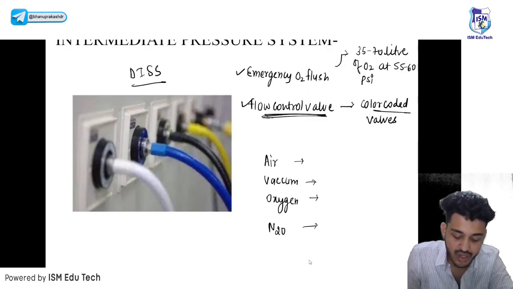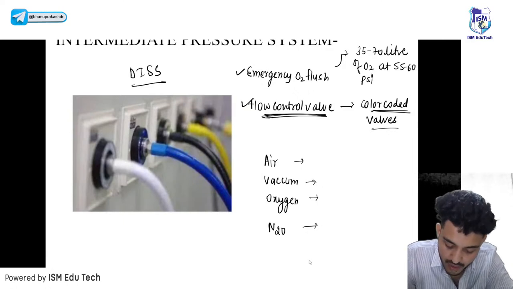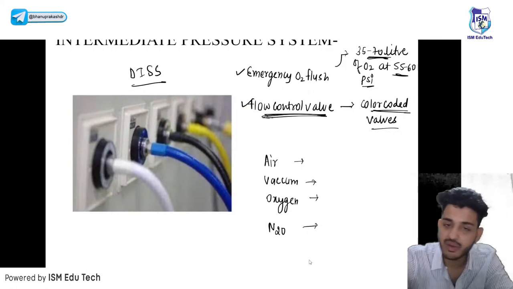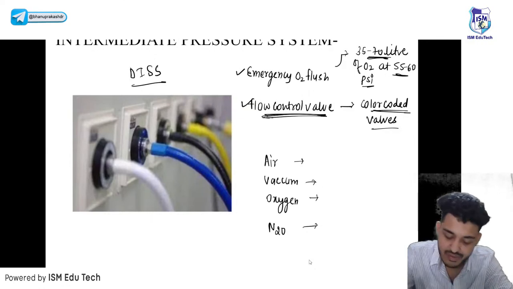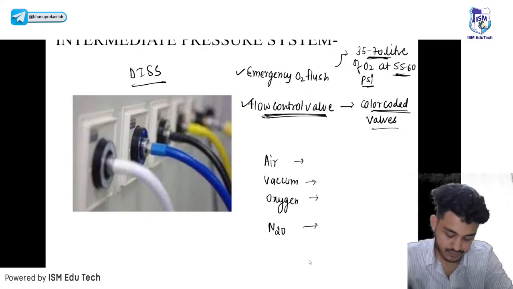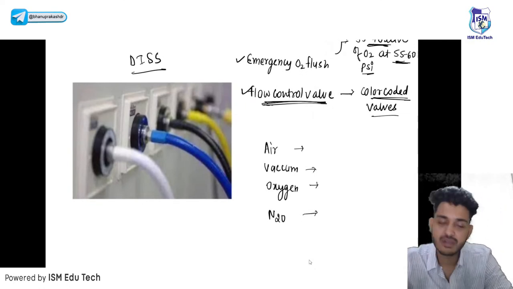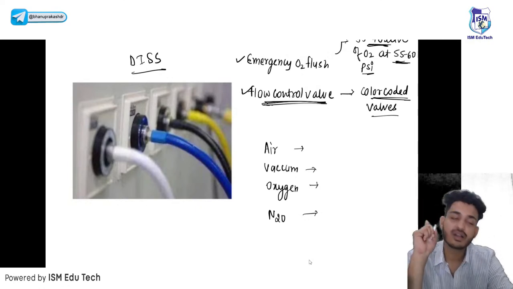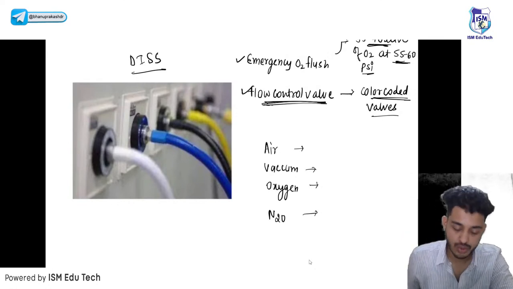They are color coded valves. They are nothing but your color coded valves. The emergency oxygen flush will be delivering oxygen at a rate of 35 to 70 liters per minute at 55 to 60 psi. The pressure is intermediate here. Earlier in high pressure there will be 2000 psi, here it will be 55 to 60 psi. In the diameter index safety system, we are having multiple tubes in the OT. You have seen tubes are there. So can you identify which color tube, what is going on?